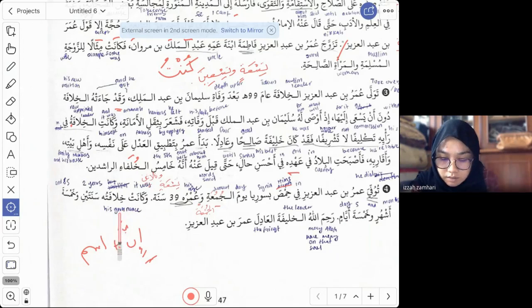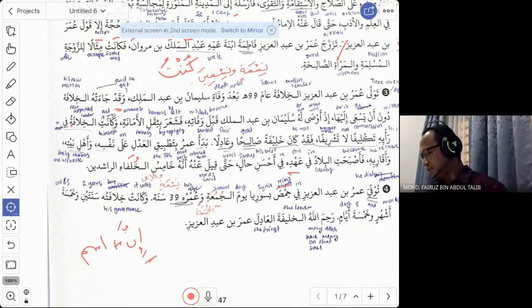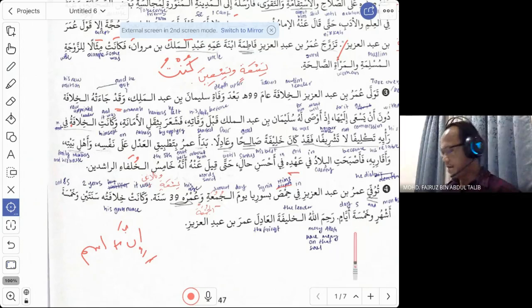So his period of ruling, this is the general meaning of the sentence. His period of ruling was 2 years and 5 months and 5 days. Naam, yes, that is the meaning. So his khilafah, his ruling was only for 2 years and 5 months and 5 days. Naam.